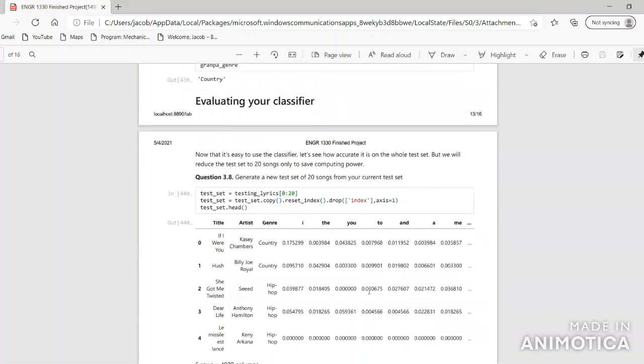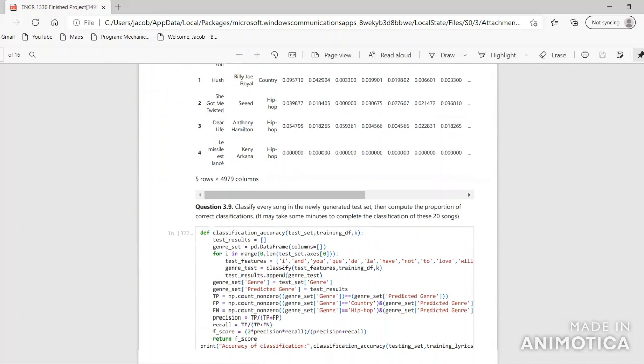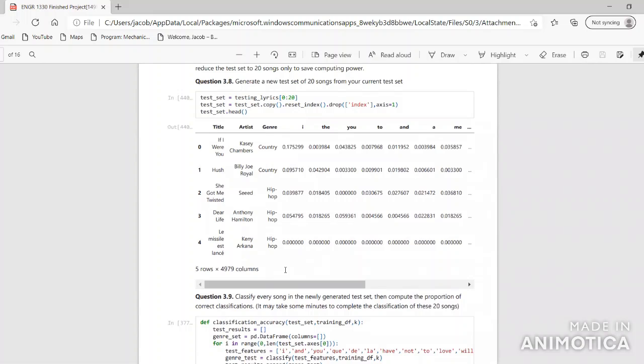Yeah. So 3.8 is another decomposition factor. So we had to create a new test set from the original test set. So we did that with selecting 20 and then resetting the index. And that was basically so that the algorithm could run faster, because when you're comparing everything in that huge test set to 20 different features, then it would take way too long for it to really function well.